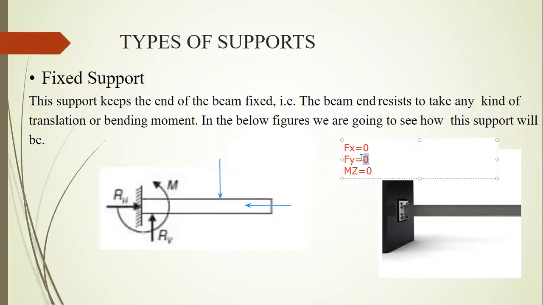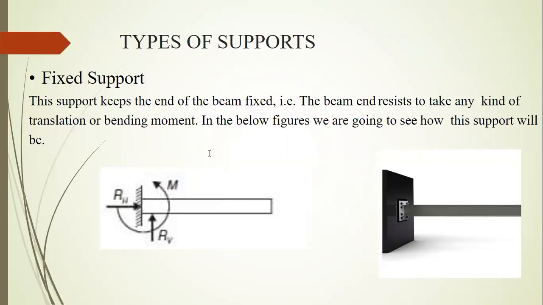In a concurrent force system, we only use sigma Fx is equal to 0 and sigma Fy is equal to 0. In a non-concurrent force system, there will be a moment, so we have to consider three equations: sigma Fx is equal to 0, sigma Fy is equal to 0, and moments M_C must be equal to 0. These three are the equations of equilibrium.